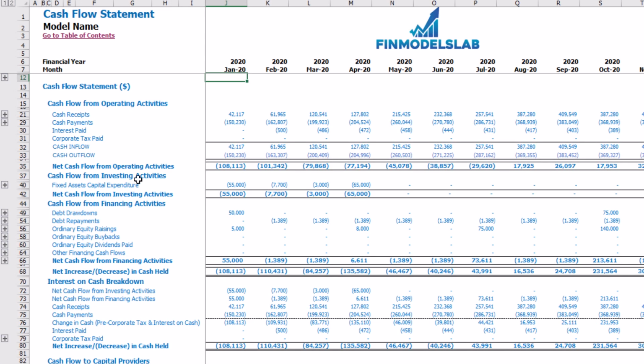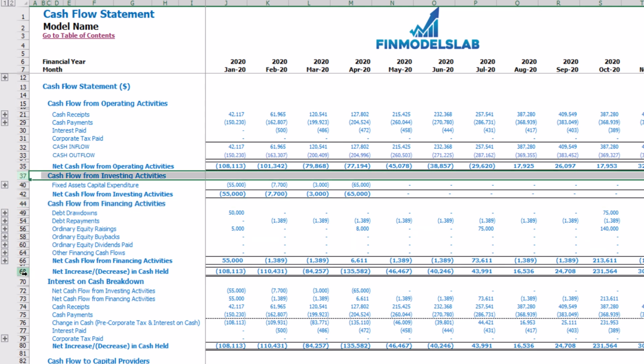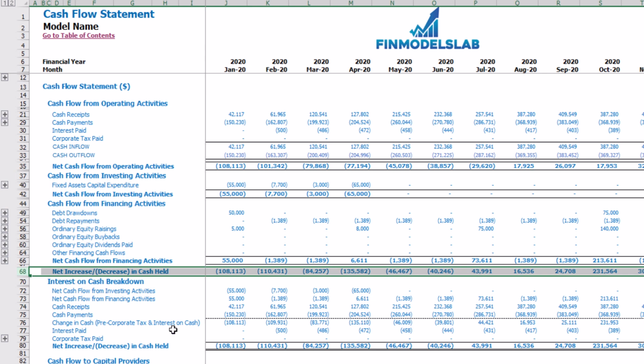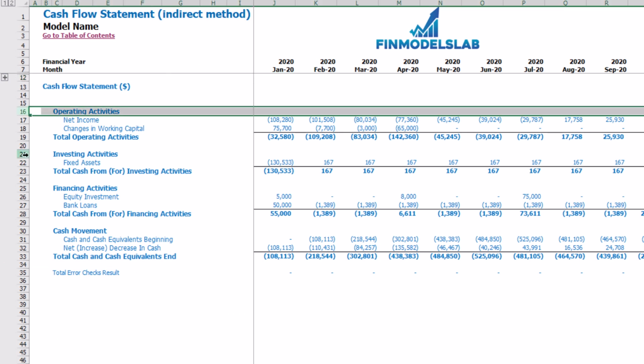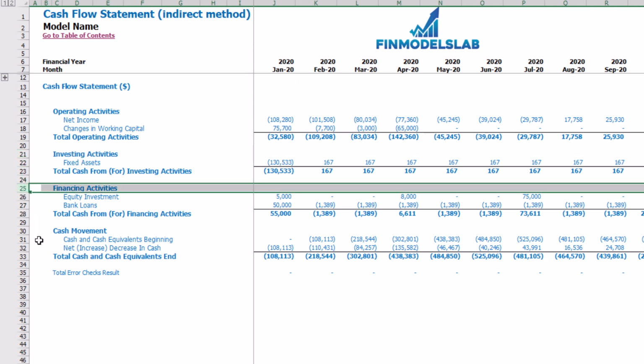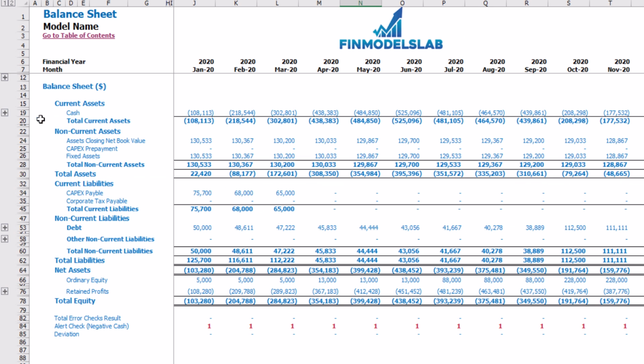On the cash flow tab, you may see your cash flow statement broken down by operating activities, financing activities, and investing activities, and as a result, net increase or decrease in cash held. The more collapsed cash flow statement in the direct method is the same: operating activities, investing activities, financing activities, and your cash movement in more collapsed form. On the balance sheet, you may see your current assets, which is cash, non-current assets, current liabilities, non-current liabilities, and your equity broken down by months for the 5-year model.